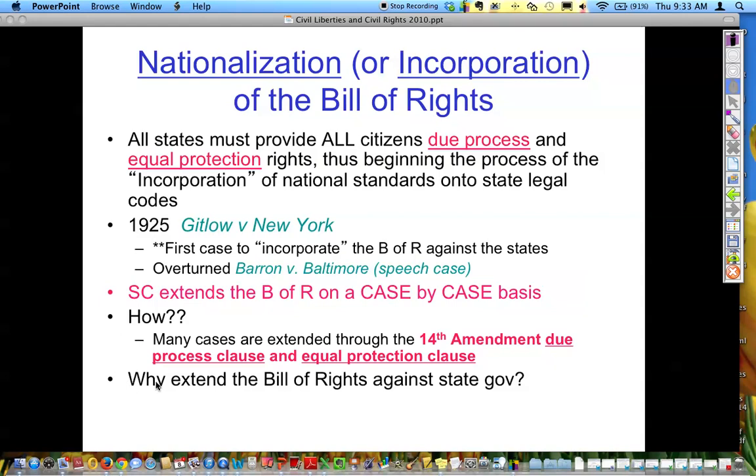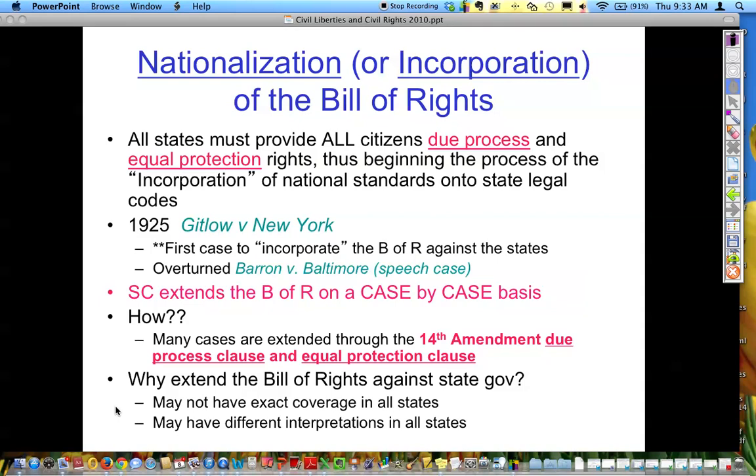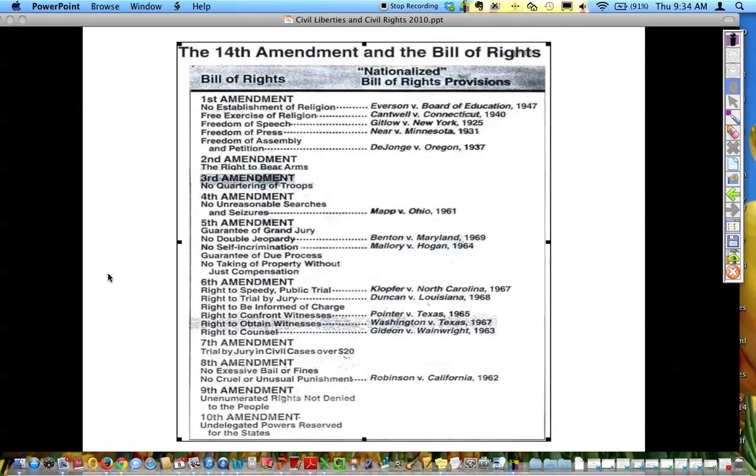So you have to ask the question, why do we have to extend the Bill of Rights against state government if state governments already have a Bill of Rights? This question right here, we have to make uniform the interpretation of the Constitution. Many states do not have exact coverage of certain rights. You can't have rights in one state and not in the other. So the national government was making that uniform. Also, there have been different interpretations of state constitutions, and you can't have that going for every citizen on protections against state government. So that's why the Supreme Court saw a need through the 14th Amendment to interpret it thusly.